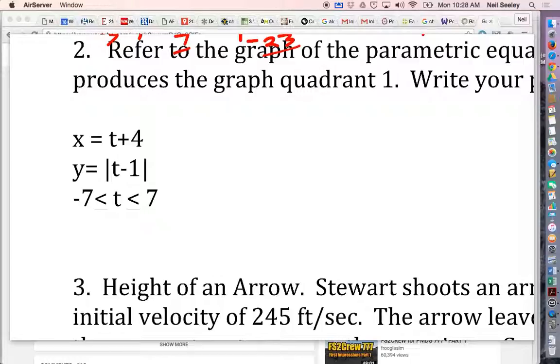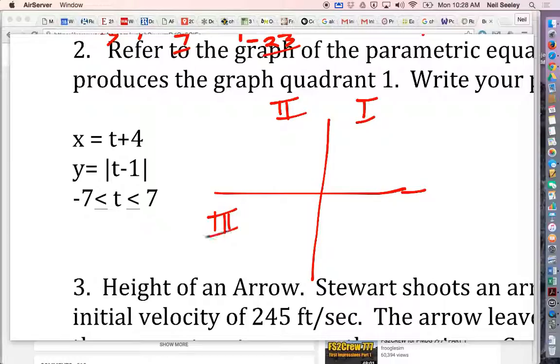So we're going to plot this thing. If you want to do a table, you can. I might do a couple in the table. Well, here's quad 1, quad 2, quad 3, quad 4. Okay, we're going to graph this thing and see when it hits quad 1. So I'm actually going to delete those other quad things. I just wanted to give you the idea. 1, 2, 3, 4. You remember those.